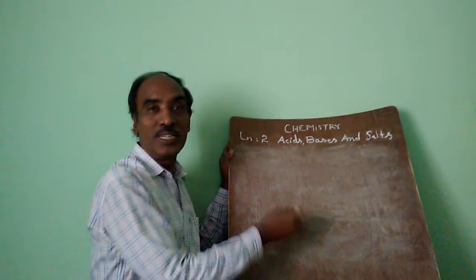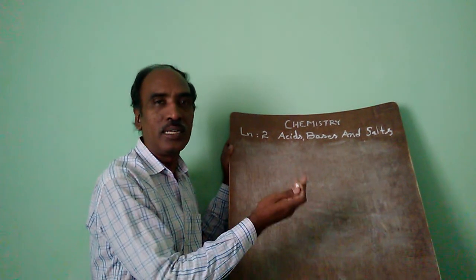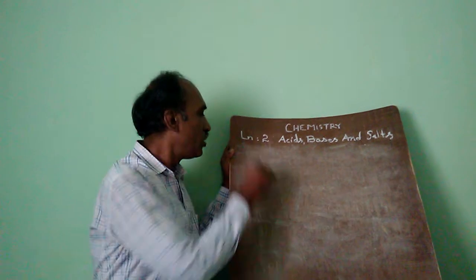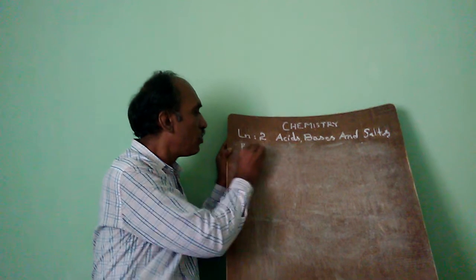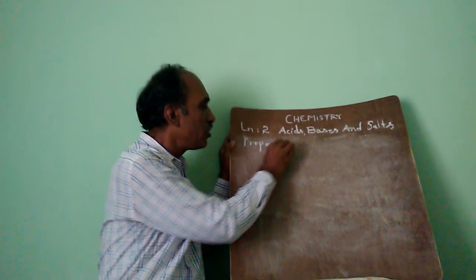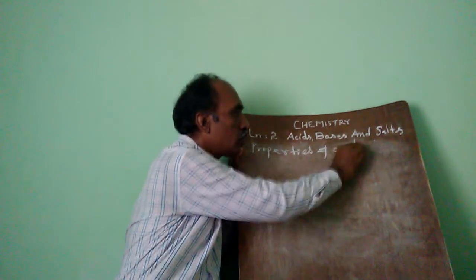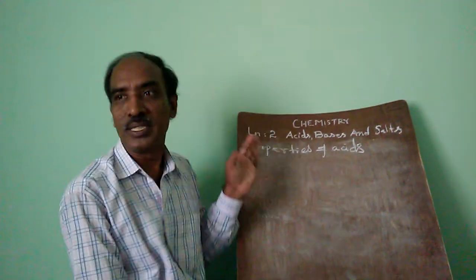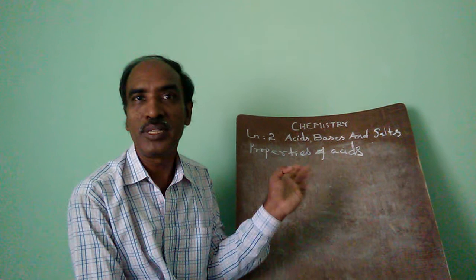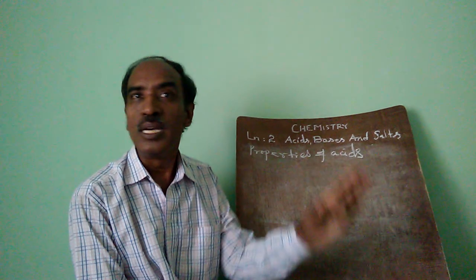Now you know what is meant by acids, bases, and how to check that solution. Now we will see about the properties of acids. Already you know the physical properties of acids. That is, acids have a sour taste.